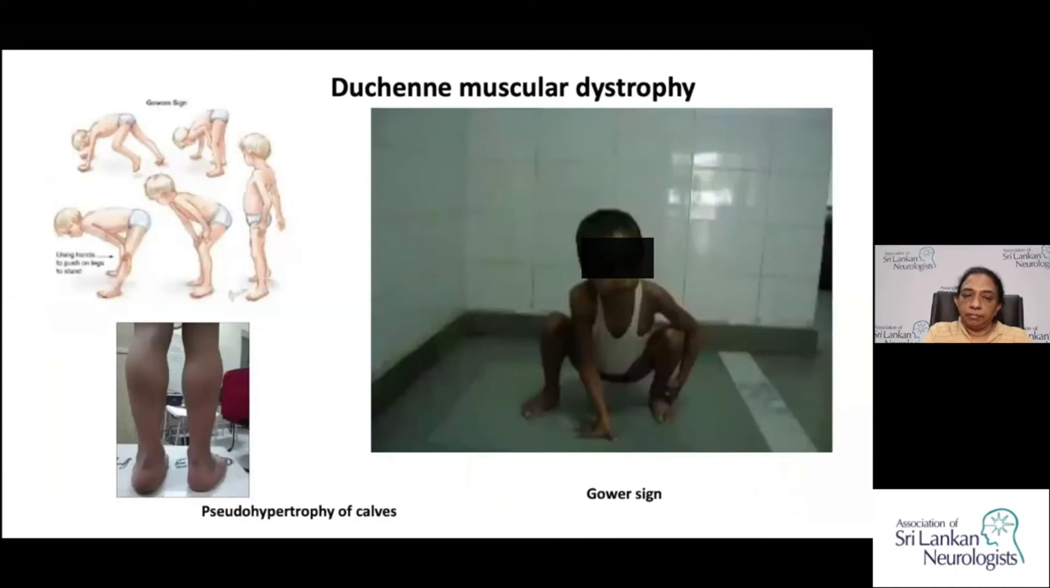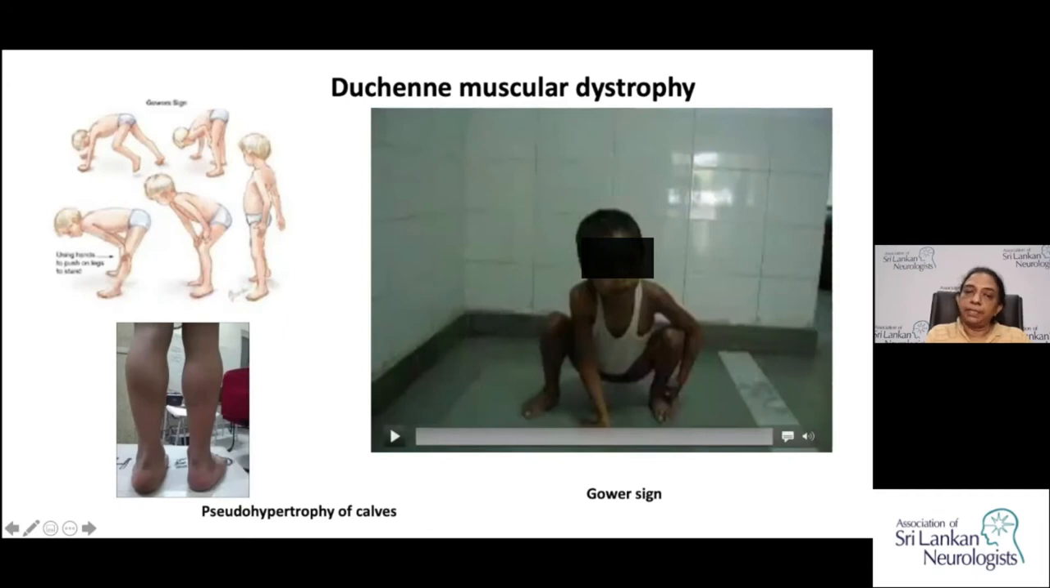Okay, this is more or less a pediatric condition where the babies or children may have delayed milestones, or else if they have achieved them, there may be motor regression, with recurrent falls, difficulty in climbing upstairs, and difficulty in standing up from a squatting position. If you look at the calf muscles, you can see that they are quite hypertrophied compared to a normal child. This is due to hypertrophy of the calves, which may be seen in Duchenne muscular dystrophy and also in Becker muscular dystrophy.